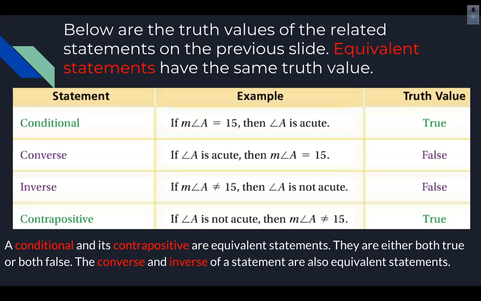Converse and inverse are equivalent statements. They're both false, where these are both true. So conditional and its contrapositive are equivalent statements. They're either both true or both false. So if the conditional is true, then the contrapositive is also true. If the converse is false, then the inverse is false. And there could be a case where all of them are true. But the two in the middle should match up, and the two on the outside should match up. The converse and inverse are also equivalent statements, based on what we just talked about.